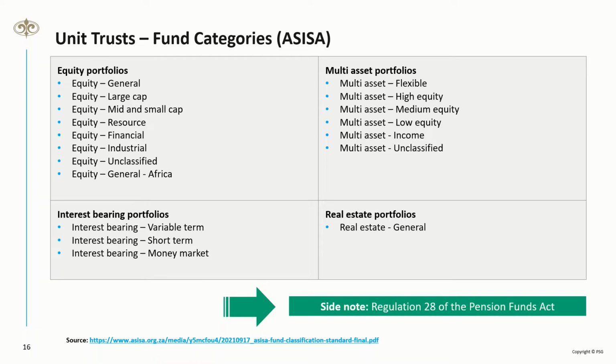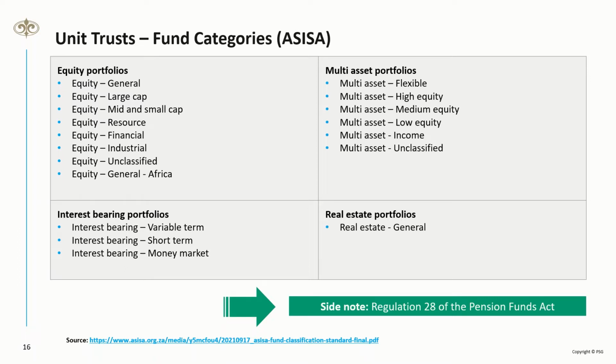You will note in the footnote to the slide that I got this diagram from a document on fund classification, downloadable from the Association for Savings and Investment South Africa, or ASISA's website. It's a good document to have on hand when you want to see the rules of what certain funds may invest into and what not.